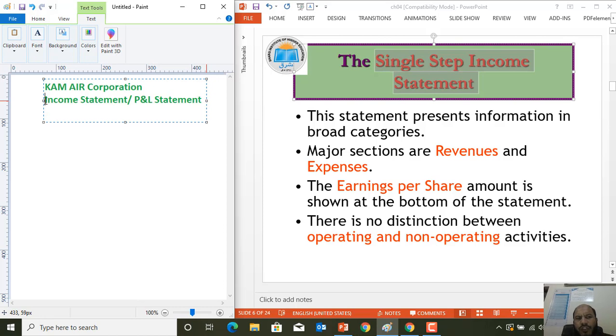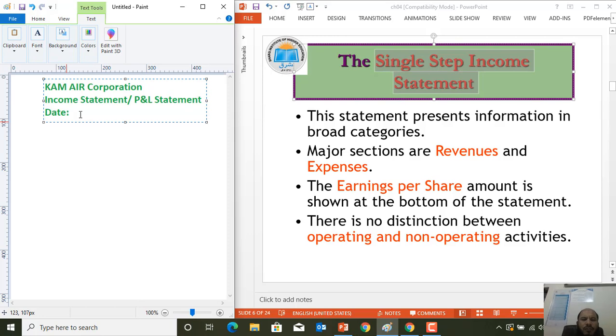You should use only one term. You may use income statement or you may use the profit and loss statement. Sometimes some of the people will use the statement of operations. Then we should write down the date. The definition of income statement is also the same: it shows us the profit and loss of a company for a specified period of time. So date is the specified period.